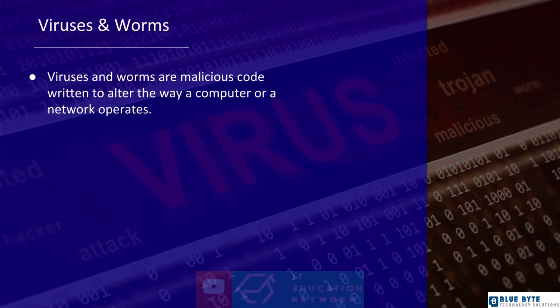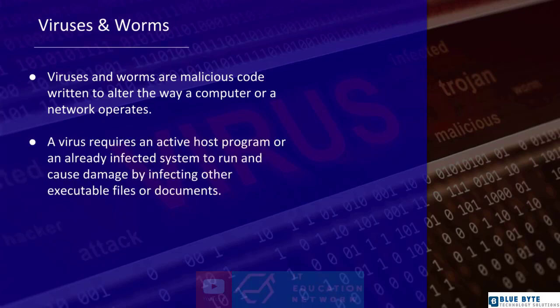Now, there is a major difference between viruses and worms, and that is the fact that while a virus would require an active host or an already infected system in order to run successfully, a worm, on the other hand, is self-replicating and self-propagating. What this means is that worms can spread themselves without any help. They have the ability to reproduce on their own and spread themselves to other networks and computers without any help. Viruses, on the other hand, require an active host or an already infected system in order to run successfully. That is the major difference between the two. So you could say that worms are more advanced than viruses.